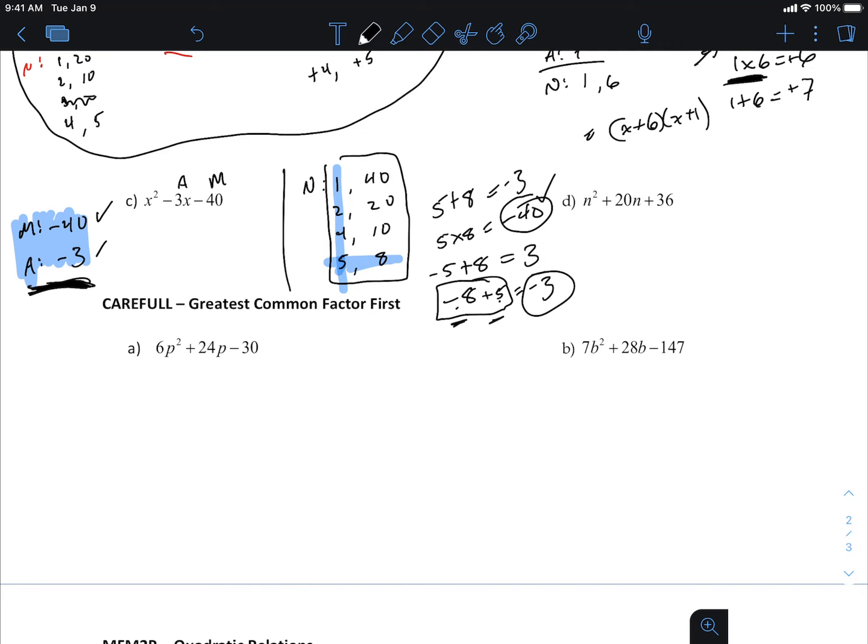Once you have those numbers, you just go, oh, this is the easy part. (x - 8)(x + 3). And you're done.